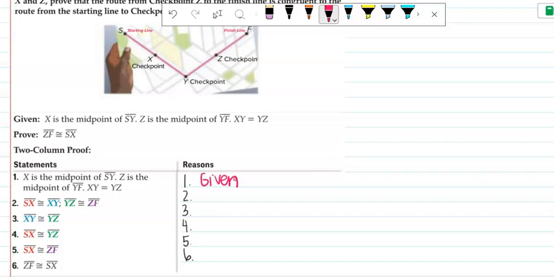So the next step is that SX is congruent to XY. And we know that because in our given, it said that X is a midpoint of SY. So we're going to use the midpoint theorem here. You might also see, instead of midpoint theorem, definition of a midpoint. That's another way to say it, and either way is fine. We won't take off for either one, okay?